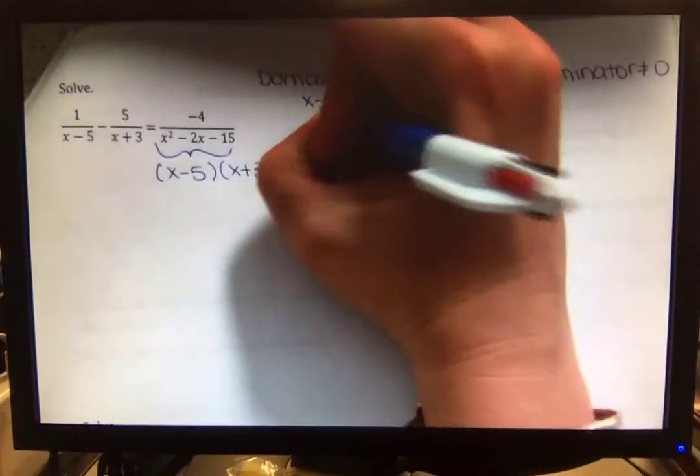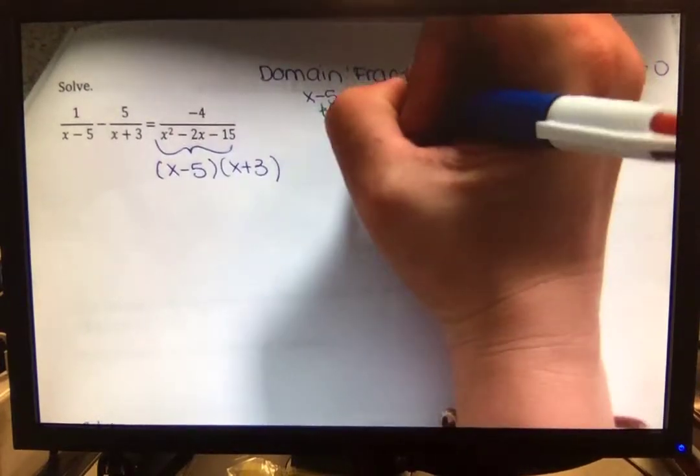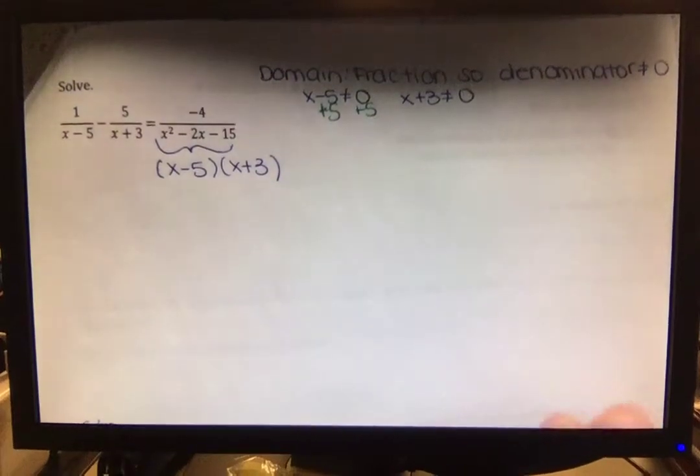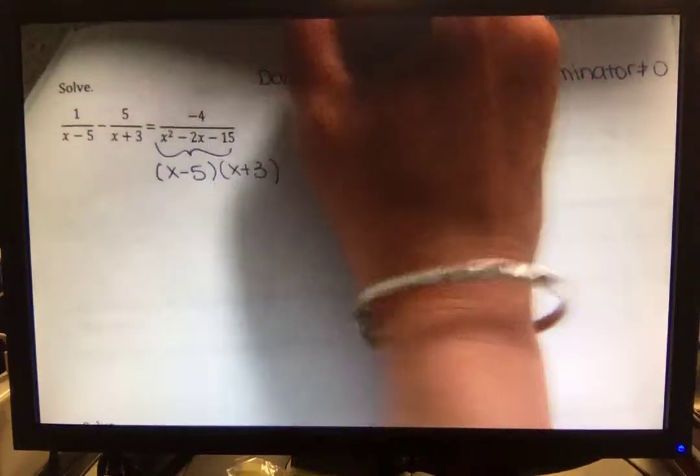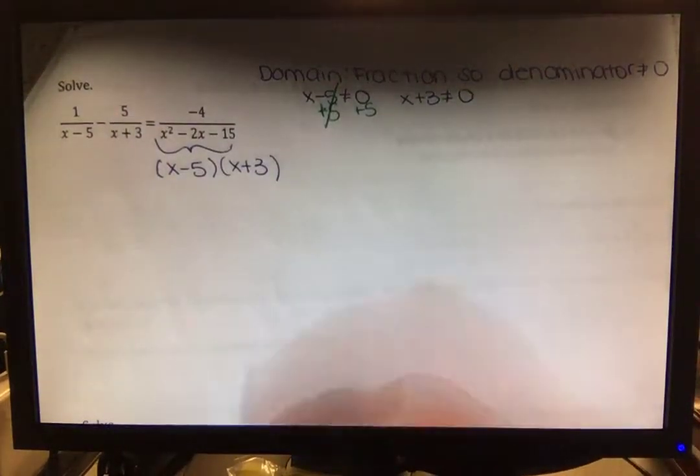Solving each one separately. Is this supposed to be minus or plus 3? You said minus. Oh, I'm sorry. Minus 5, plus 3. Okay, I just wasn't sure. Do as I write, not as I say, or whatever. Thank you for checking me though.